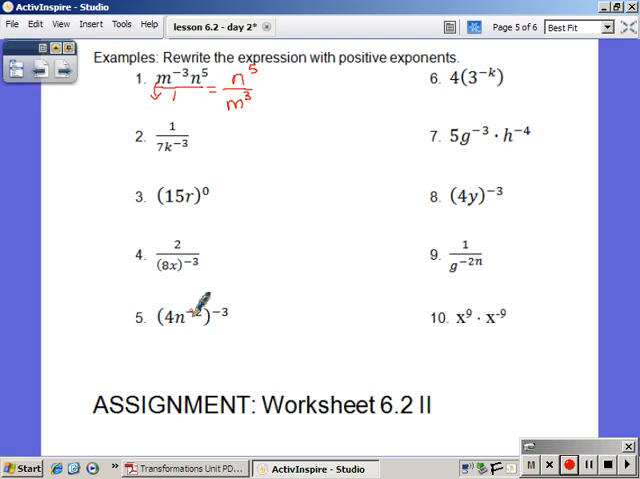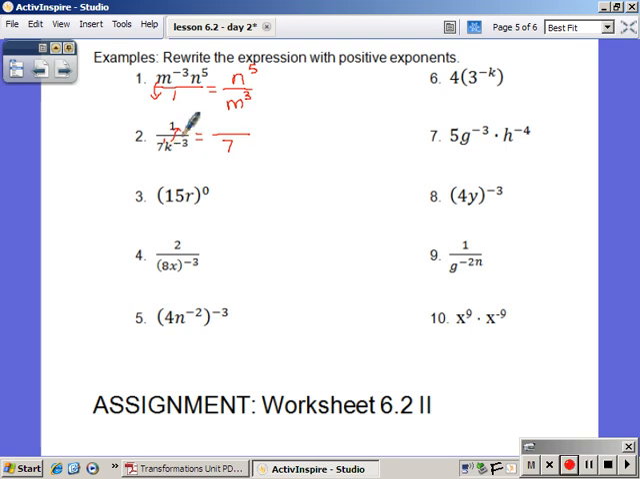For number 2, pay attention to what exponents each term has on it. So the 1 in the top, technically that 1 in the numerator is raised to the first power. It's good. In the denominator, here's the trick. Is this negative 3 an exponent on 7? No, the 7 really has a 1 as its exponent. So the 7 is going to stay in that denominator. It is not moving. It has a positive exponent.